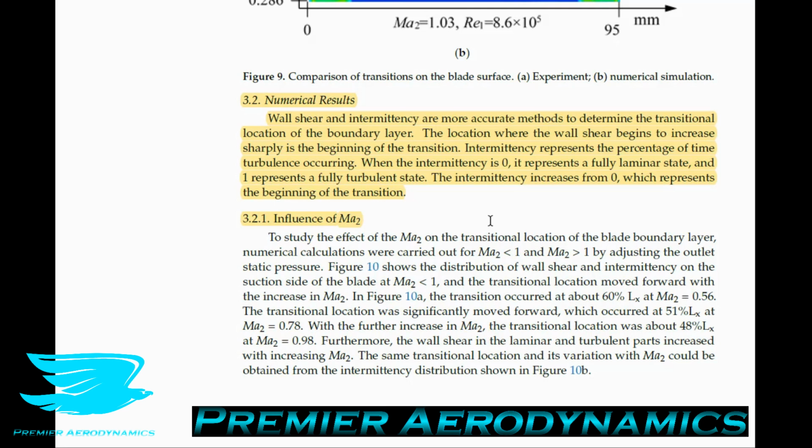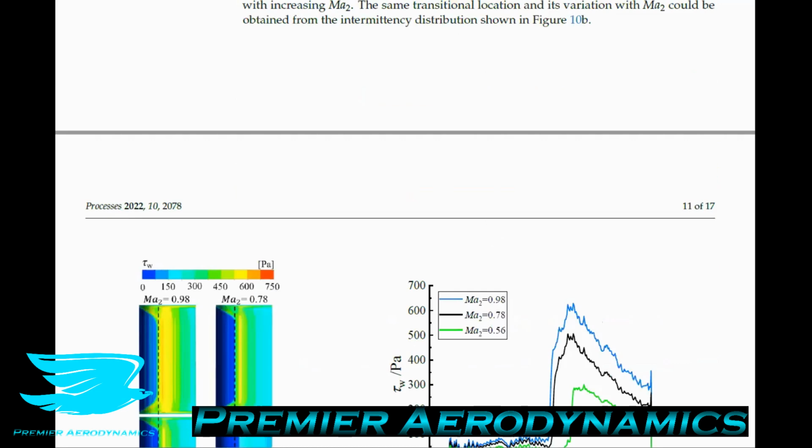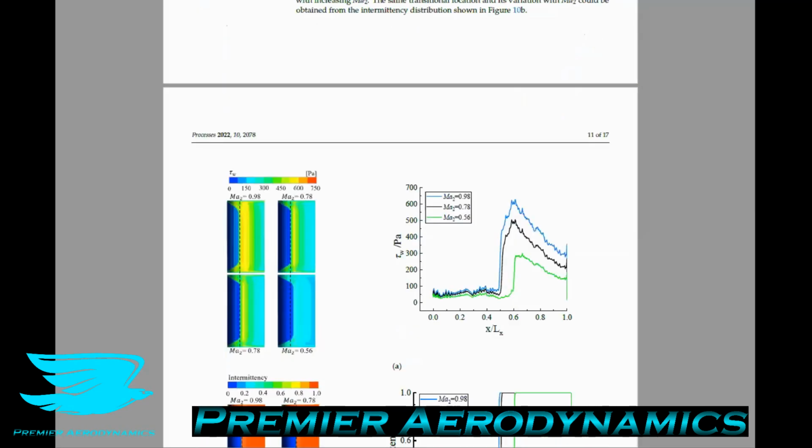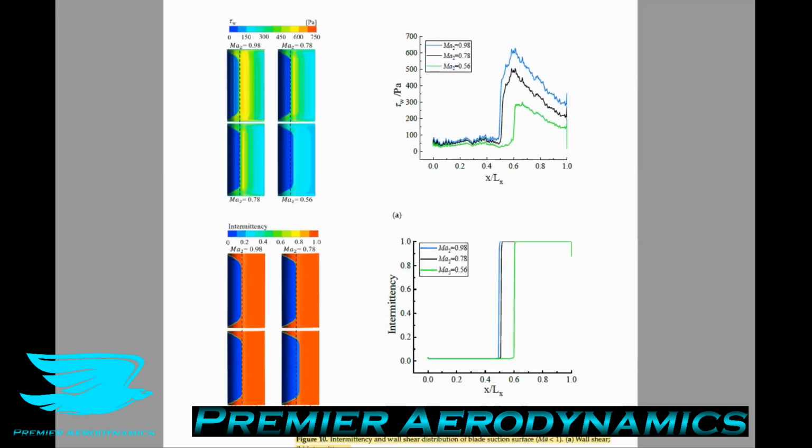So now that we've talked about boundary layer transitions and intermittency, let's move on to how the Mach number affects the boundary layer state. So in figure 10, let me zoom out a little bit so you can see these figures a bit more. Here we go. So in figure 10, to study the effect of the Mach number on the transitional location of the boundary layer of the blade, numerical calculations were carried out for Mach numbers less than 1 and above 1 by adjusting the outlet static pressure.